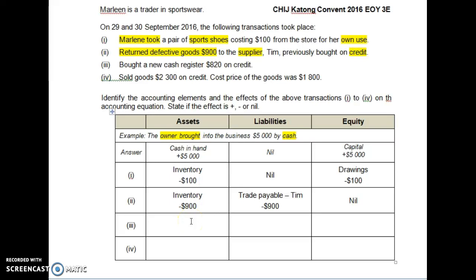Now in transaction number 3, the business bought a new cash register on credit basis. Let's say we buy from Ellie. Right? So when we buy from Ellie, does this make Ellie our customer or supplier? Ellie is actually our supplier. But this time around, because we bought from Ellie something that is not in an inventory, we can't use trade payable. We need to use the other account, very close to the trade payable account, is what we call other payable.